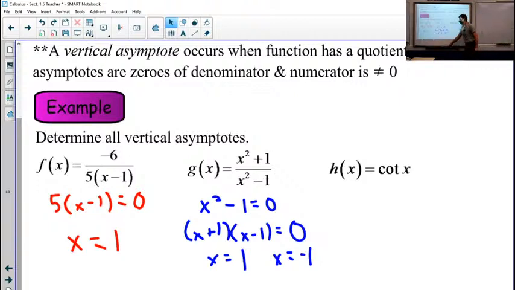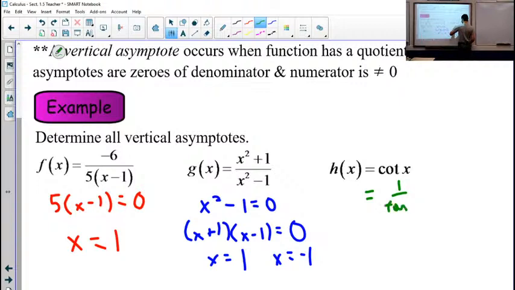Cotangent. If we want to keep in the pattern of thinking about where the bottom is zero, we can put something on the bottom and say that this is the same as 1 over tangent, if you prefer thinking about it that way. And so that means we want to know where tangent of x is zero.